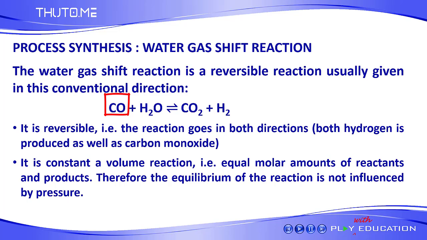The reaction is a constant volume reaction. It is an equimolar reaction, meaning that equal molar amounts of reactants and products get formed. So you are reacting 2 moles, 1 mole, to form 2 moles, 1 mole, 1 mole. Therefore, the equilibrium of this reaction is not influenced by the change in pressure or the change in volume, because the same number of moles get consumed as are produced.